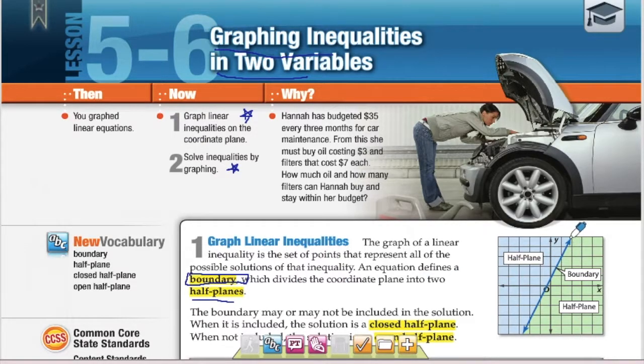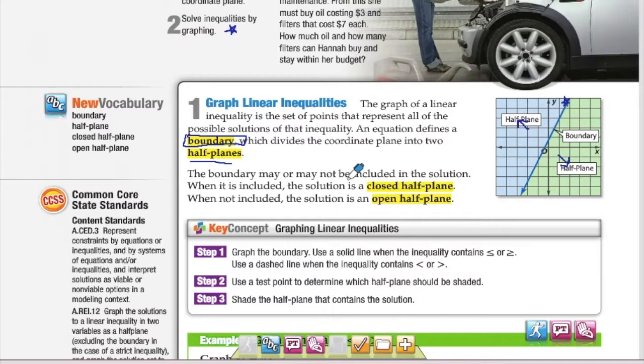So here you have an image right here. Here's the boundary. You have a half plane in this direction, and you have a half plane in this direction. Next, it says the boundary may or may not be included in the solution. So when it is included, the solution is called a closed half plane. And when it's not included, the solution is called an open half plane.